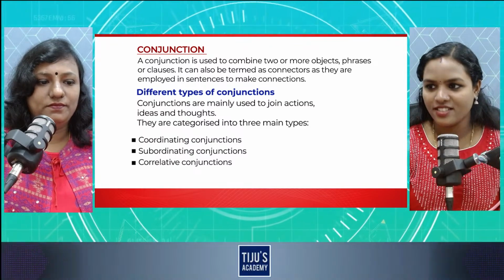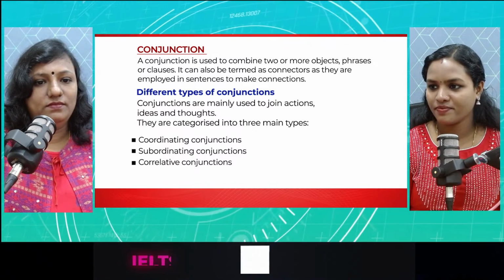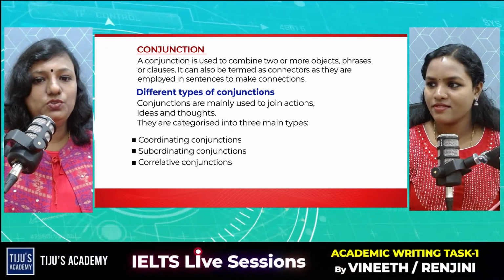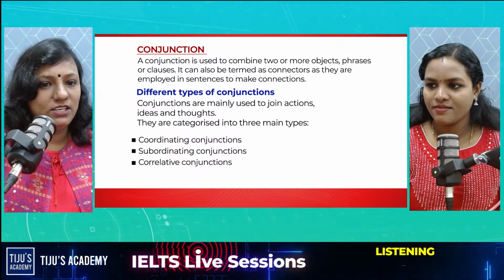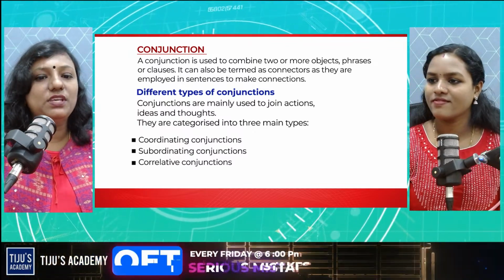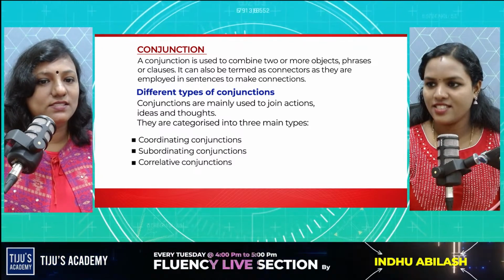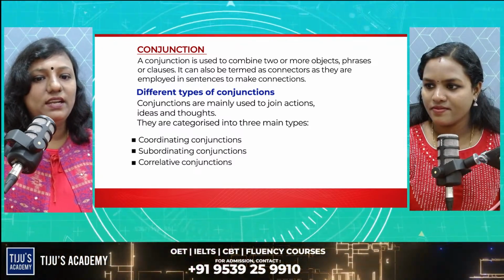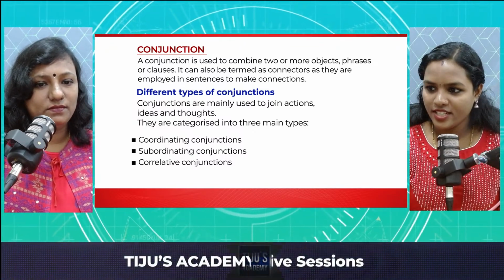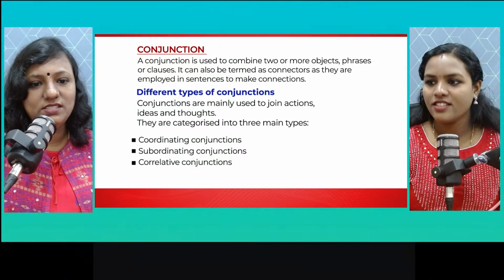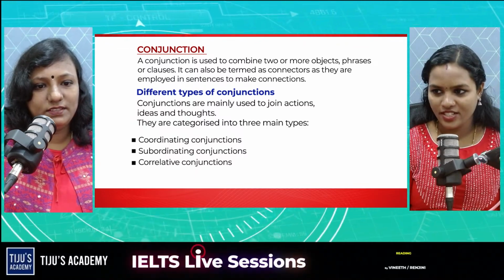So, moving on to the different types of conjunctions. Conjunctions are mainly used to join actions, ideas, and thoughts. In our essay we are doing that, using connectors or conjunctions to combine our thoughts and ideas. They are categorized into three main types: coordinating conjunctions, subordinating conjunctions, and correlative conjunctions.